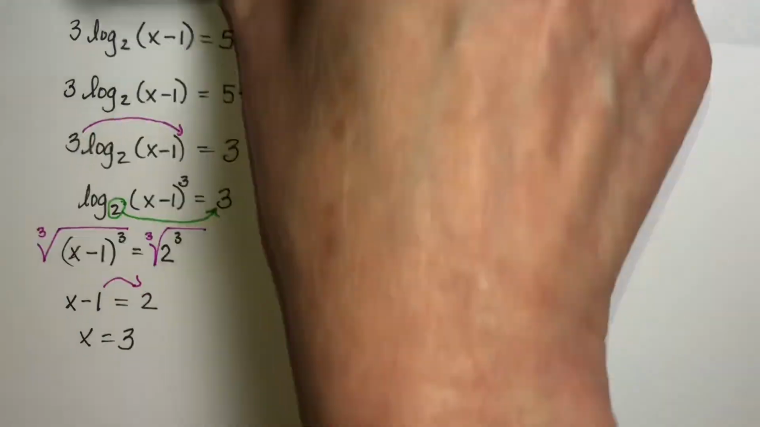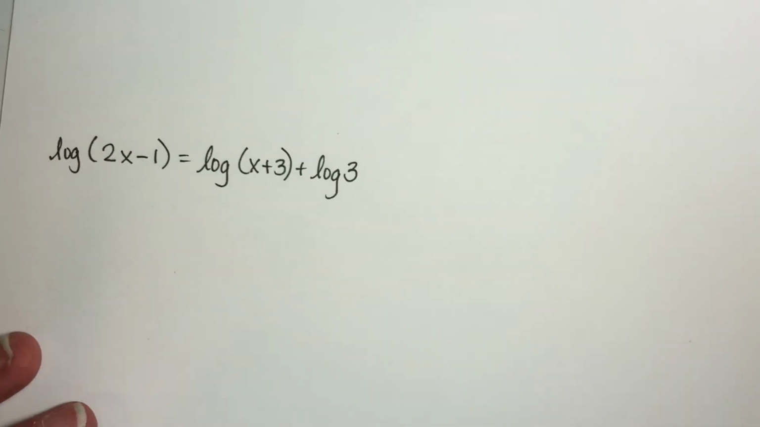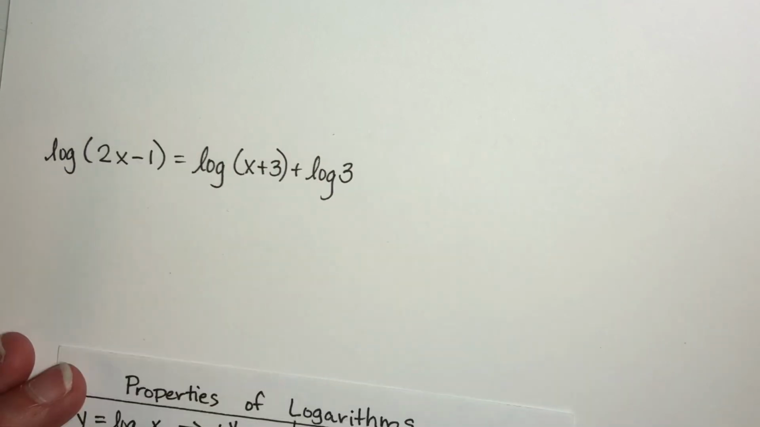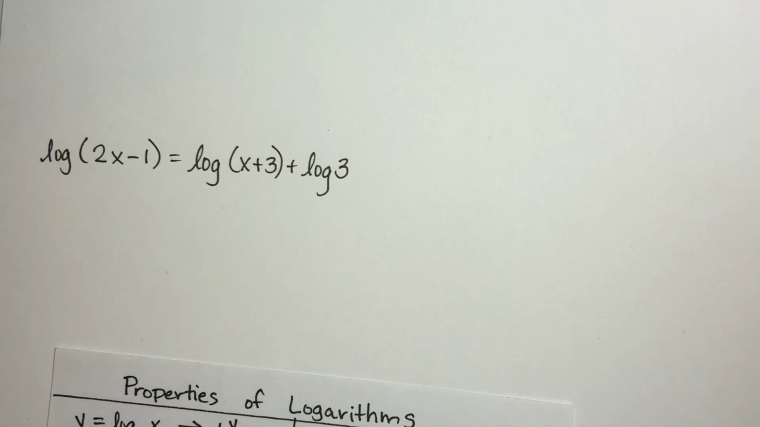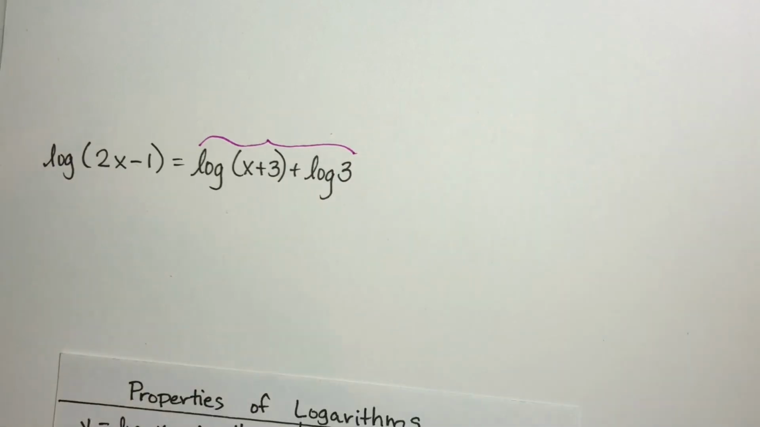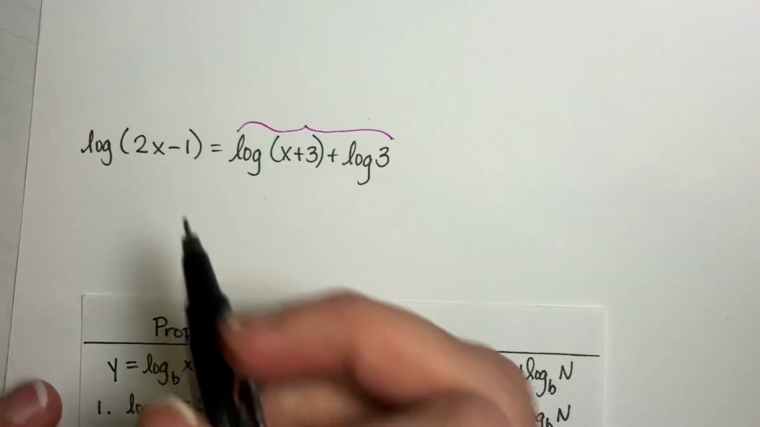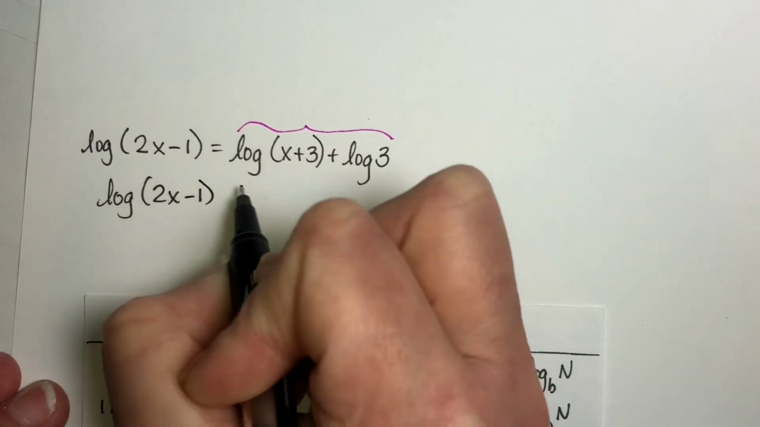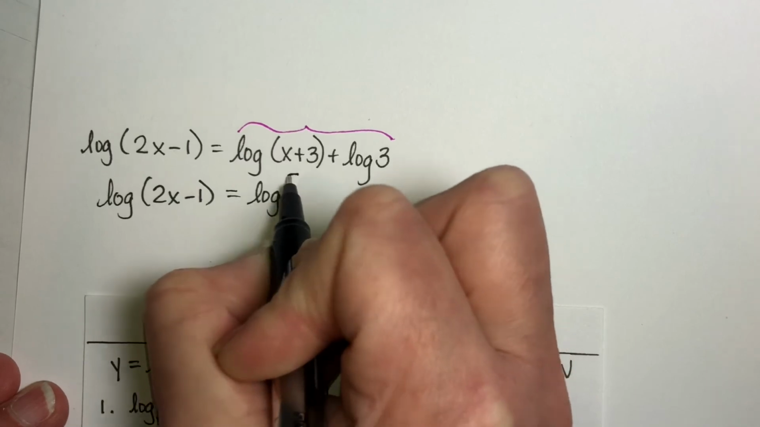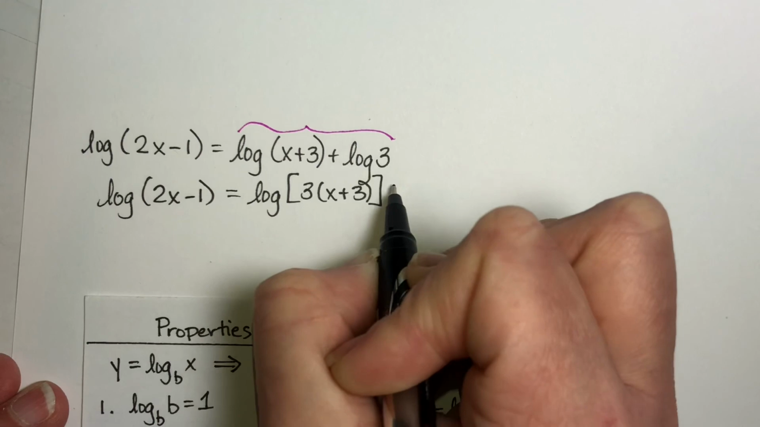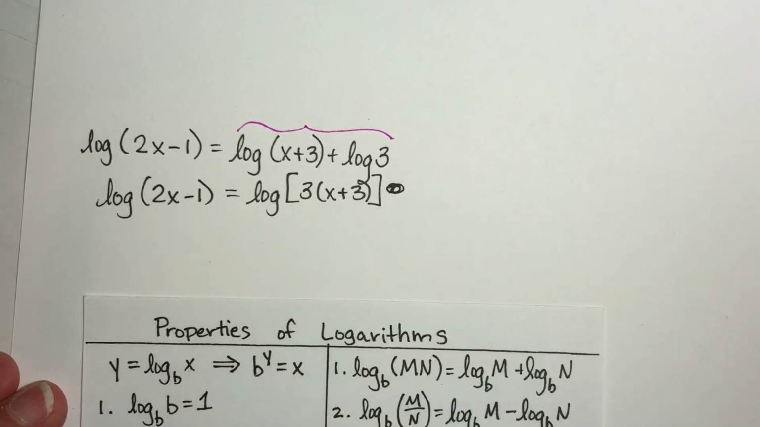I mentioned this as well, that I combined these 2, and then I left this alone, and then I just dropped the logs. But I did mention that we could bring everything on the same side. So I'm going to work it that way. I'm going to repeat this first step of combining these 2 together using this first property right here, where I have log of 2x minus 1 is equal to log of 3 times (x plus 3).